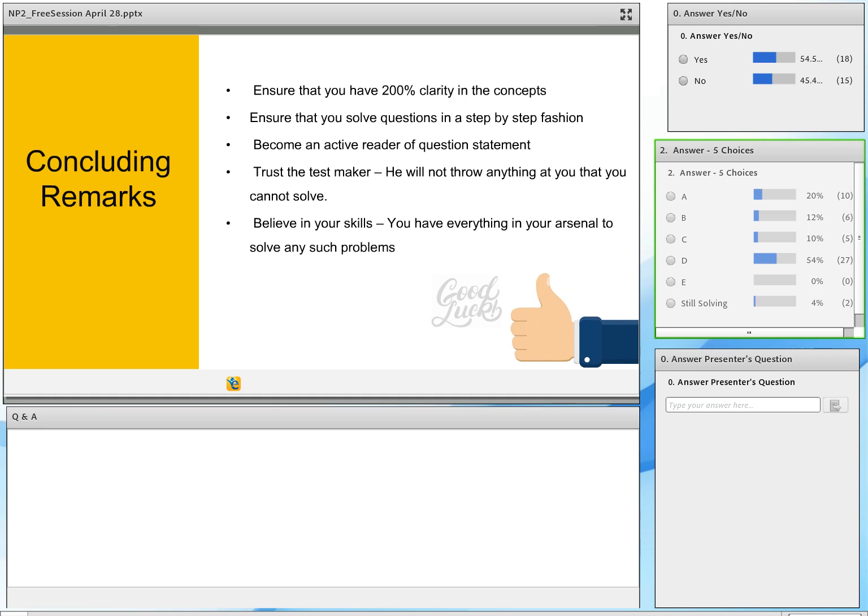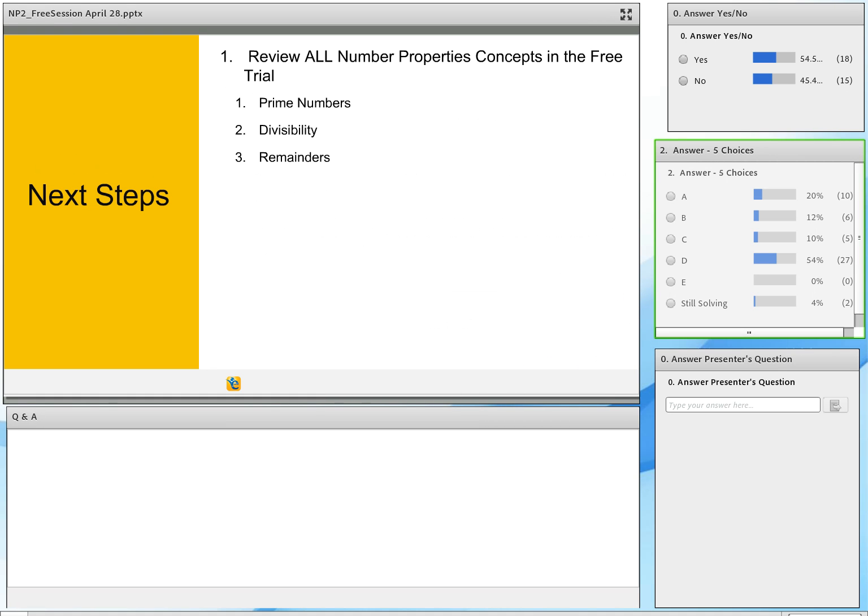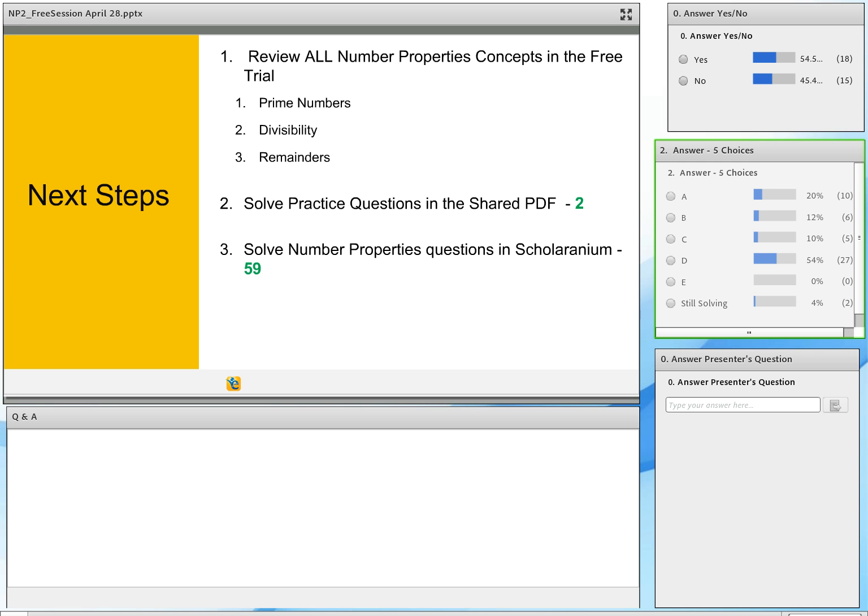Okay, so as next steps, what I would recommend is all the e-GMAT students to go through the divisibility and remainders files block in their course. Okay, and then solve again for all the students, regardless of whether you're e-GMAT students or not, go through the PDF that I'm going to share right now. There are 2 questions for your practice, but definitely go through the entire presentation and solve number properties questions in Scholaranium as well. Okay, for e-GMAT students, just go through the coursework as designed, and make sure that you continually focus on your application files and your practice files.